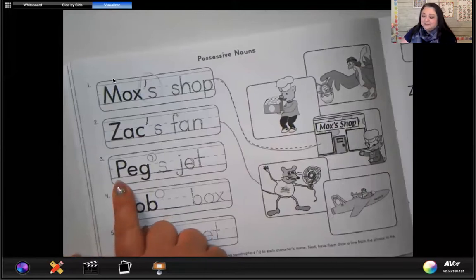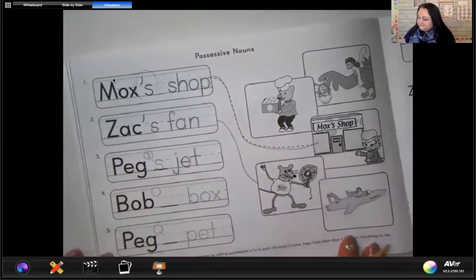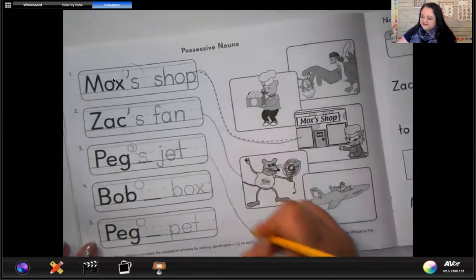Here we go. Eggs, pegs, jet, jet, pegs, jet. Which one is Peg's jet? This is a picture of Peg's jet. There we go.